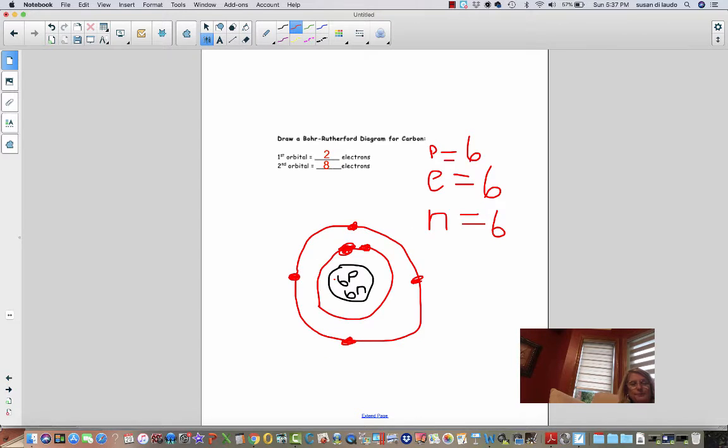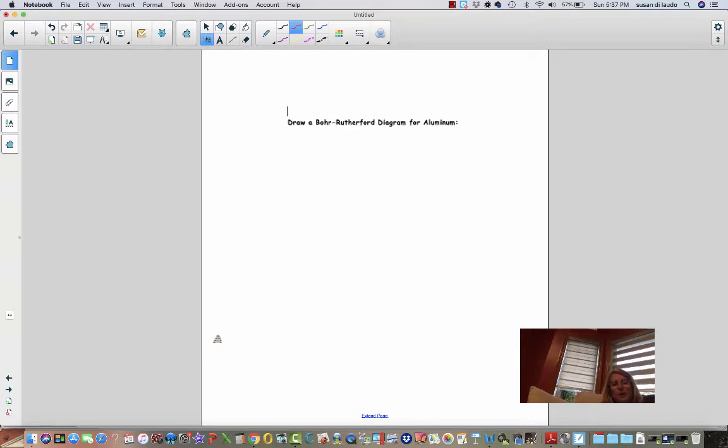Okay, so that's carbon. Now I want you to pause the video and draw the Bohr-Rutherford diagram for aluminum. What I would start with is your standard atomic notation. So here's aluminum. If you look on your periodic table, I think it has an atomic mass of 27 and an atomic number of 13. The atomic mass is always the bigger number. The smaller number is the atomic number.